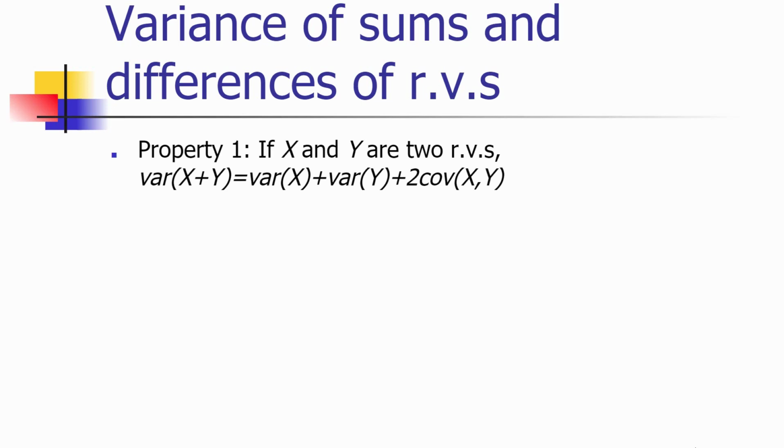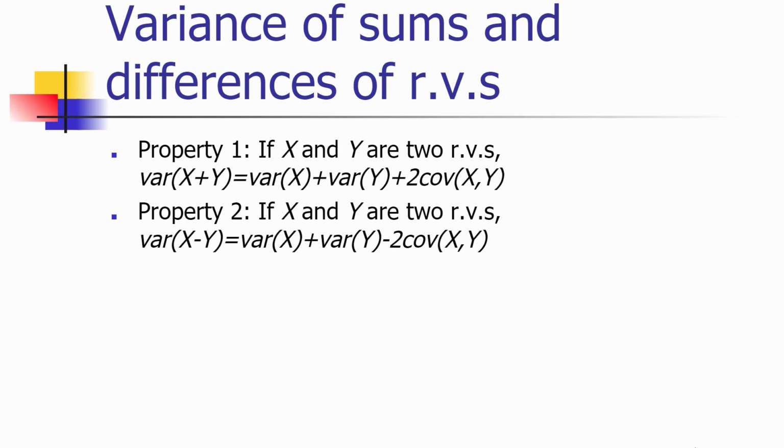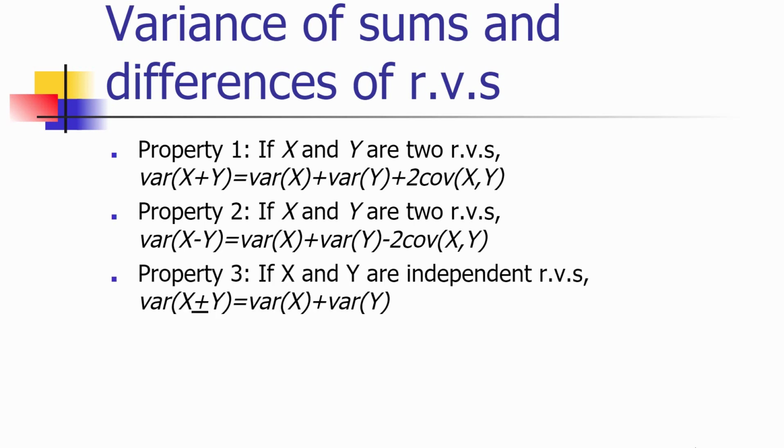If x and y are two random variables, the variance of the sum of the variables equals the variance of x plus the variance of y plus twice the covariance between x and y. If x and y are two random variables, the variance of the difference between x and y is again the sum of the variances but minus twice the covariance. If x and y are independent, though, the sum or difference of x and y just becomes the variance of x plus the variance of y, because remember, when variables are independent, the covariance will always be 0.